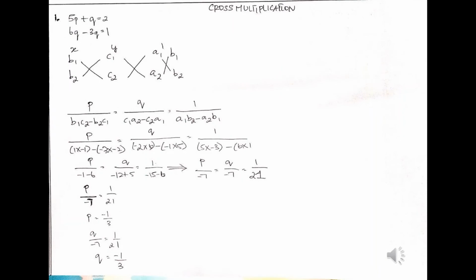Next, we are going to see cross multiplication method. In this, we have a formula which is x divided by b1 into c2 minus b2 into c1 is equal to y divided by c1 into a2 minus c2 into a1 is equal to 1 divided by a1 into b2 minus a2 into b1. Then substitute the values and do the calculation.